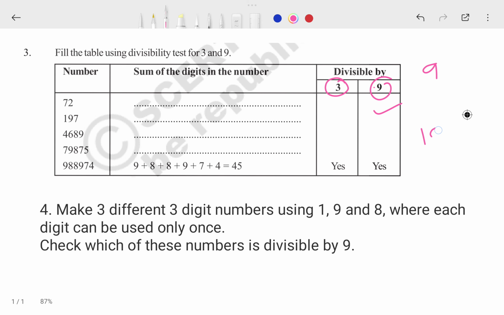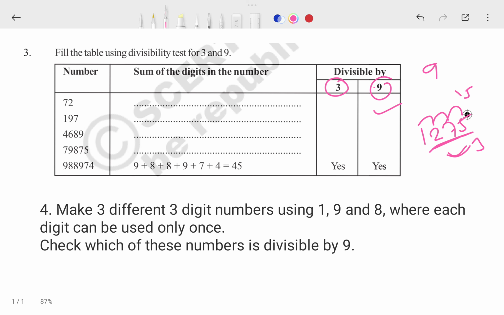Like I'm telling you, this is 1275. You want to check whether this is divisible by 3 or not. So what you can do is add the digits: 1 plus 2 is 3, plus 7 is 10, plus 5 is 15. In the 3 table, 15 is there. Yes, it is divisible by 3.